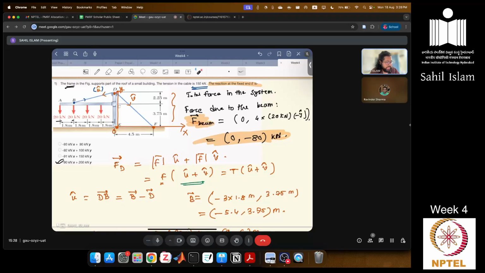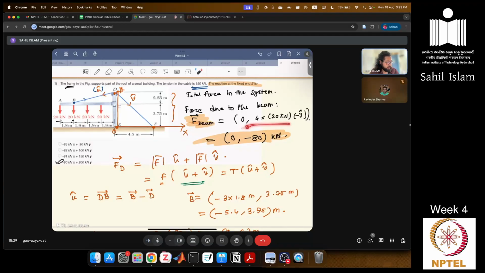So the question is the reaction at the fixed end E. So to find the reaction, we have to find out the total force this beam is feeling. Whatever the total force the beam is feeling, there will be an equal and opposite reaction at this point at the ground. So we need to calculate the different forces. First of all, this beam has a total force acting along this direction.